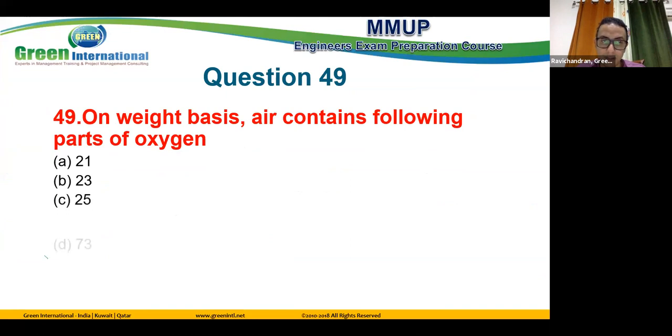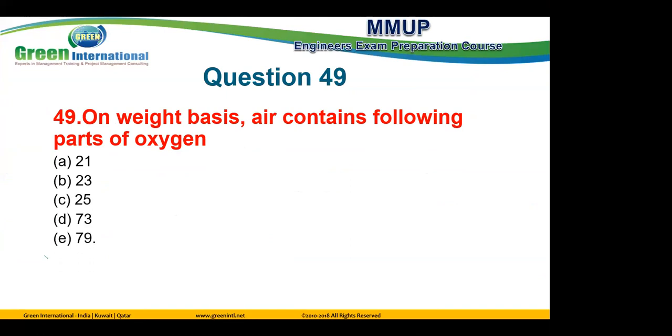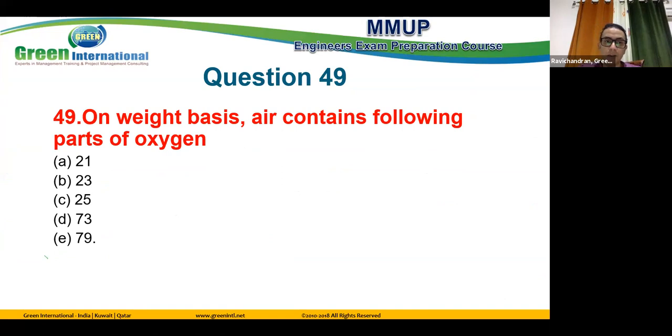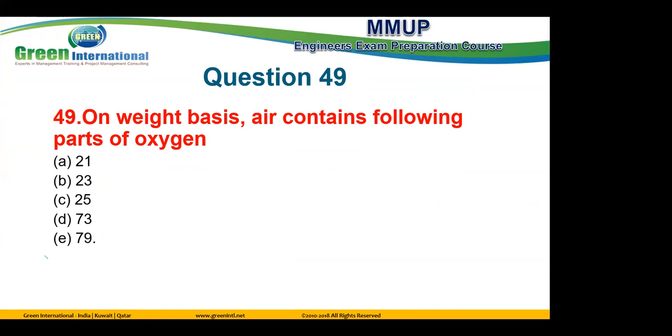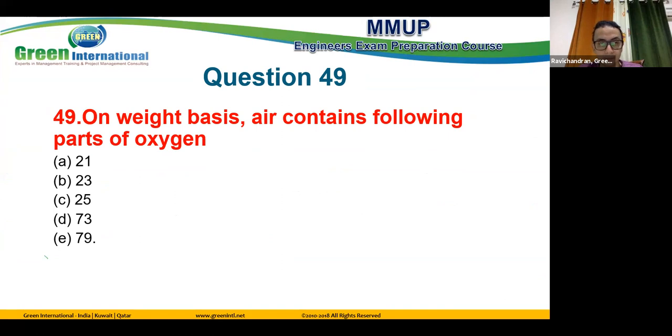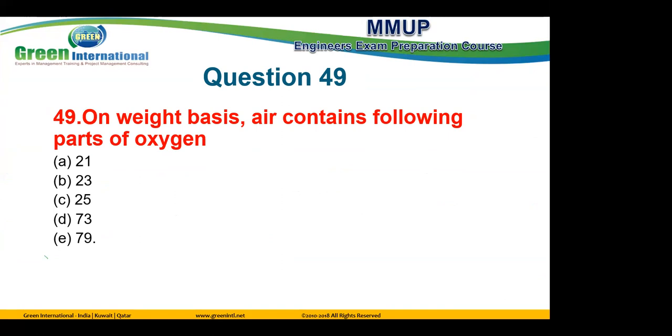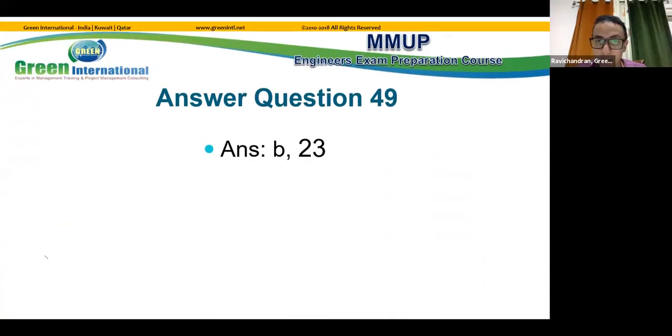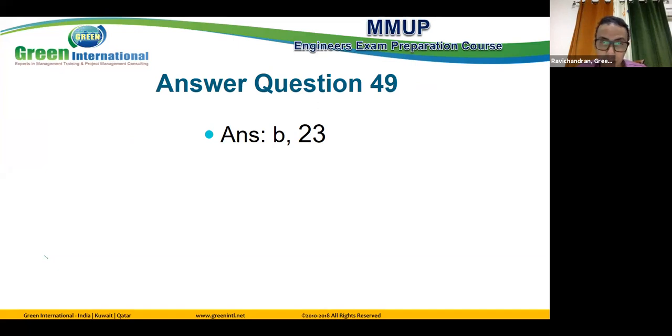Weight basis. The air contains how many parts of oxygen? Weight basis. What we mean by weight basis is by gravimetric analysis, because we have another percentage according to volume basis, but here it asks for weight basis. It is 23 for weight basis, 21 by volume basis.